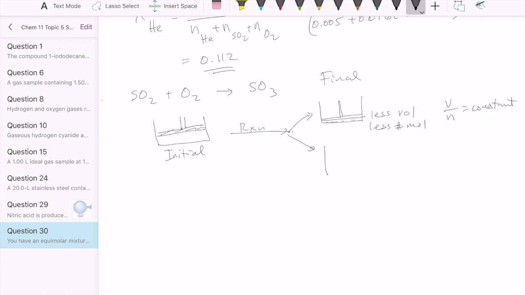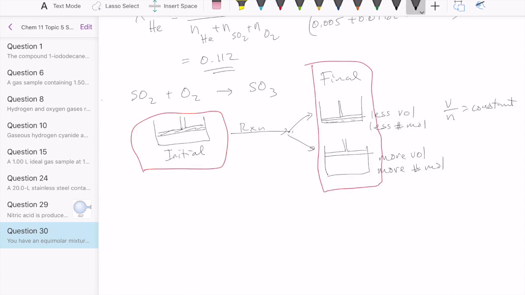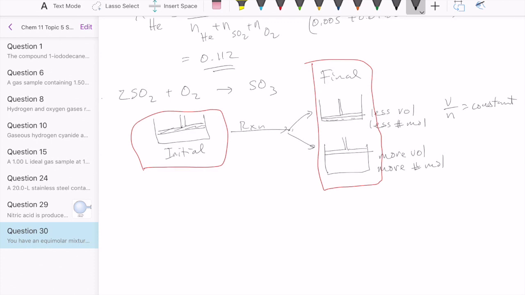Now, of course, it's also possible that you have more volume, and that comes because you have more number of moles. So the key here is to figure out what is the change in the number of moles as you go from your initial state to the final state. And we're going to calculate it by using the reaction. SO2 plus O2 goes to SO3. We balance that out. It's going to look like that.